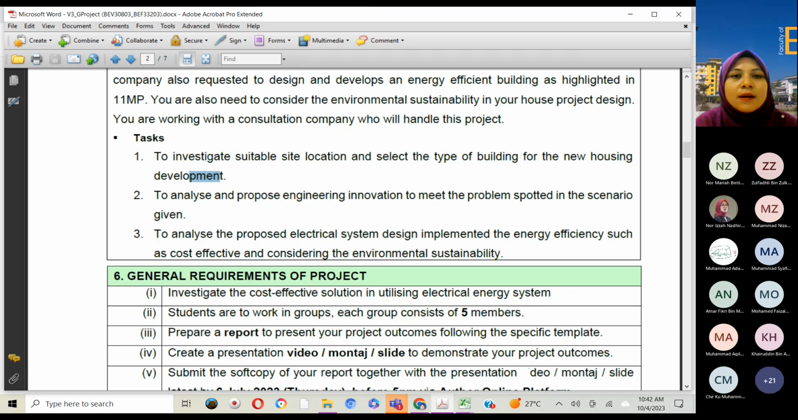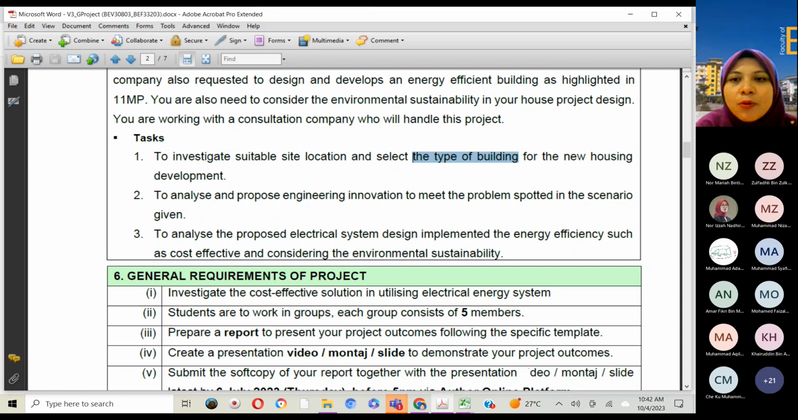Maybe investigate those areas. If there are open areas and so on, maybe you can use Google Maps. So you have to investigate. Either you go to the place and take pictures, or you just use Google Maps. It depends on you. But try to find the suitable site location and propose it.